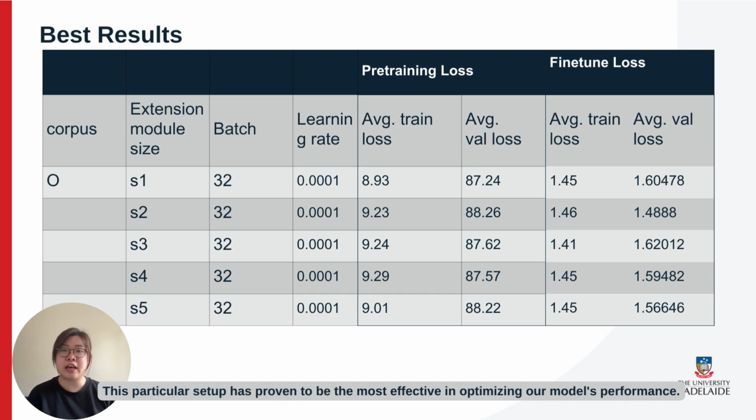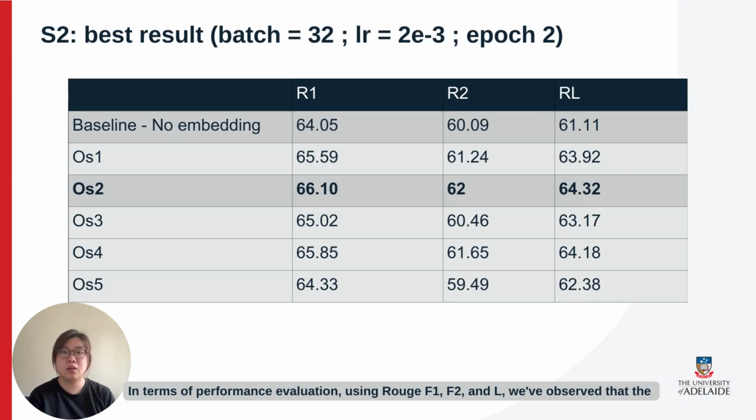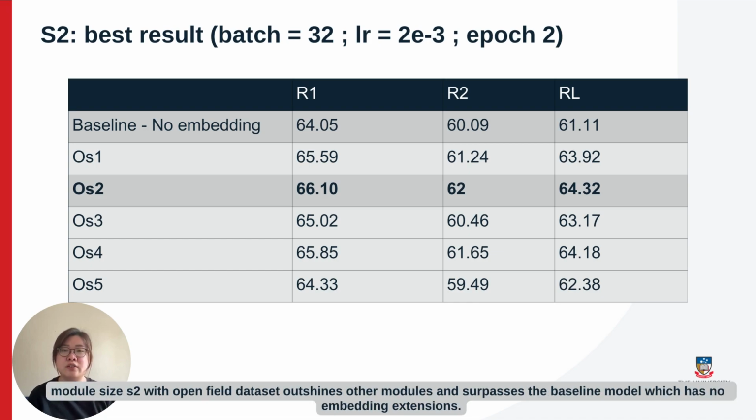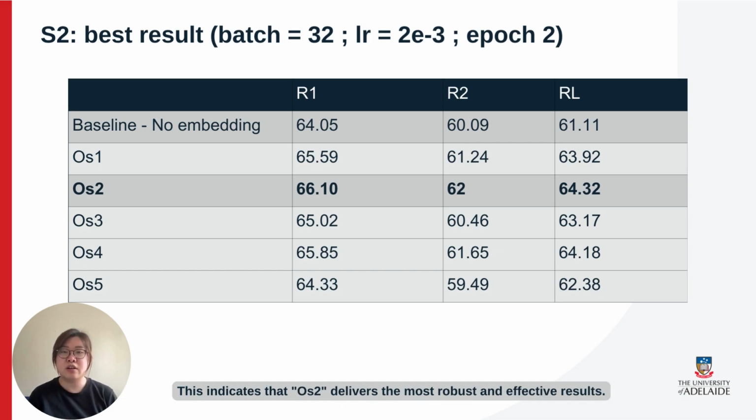This particular setup has proven to be the most effective in optimizing our model's performance. In terms of performance evaluation, using ROUGE-1, ROUGE-2, and ROUGE-L scores, we have observed that the module size S2 with open field datasets outshines the other modules and surpasses the baseline model with no embedding extensions. This indicates that OS2 delivered the most robust and effective results.